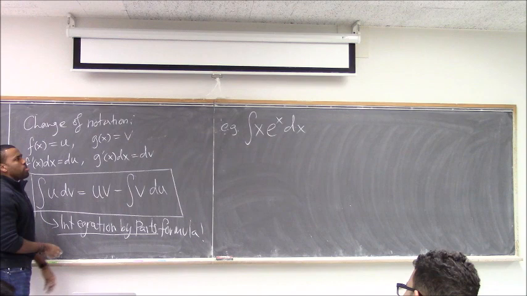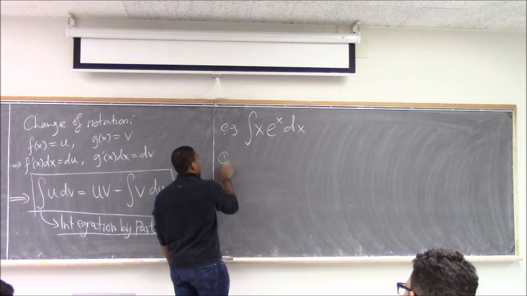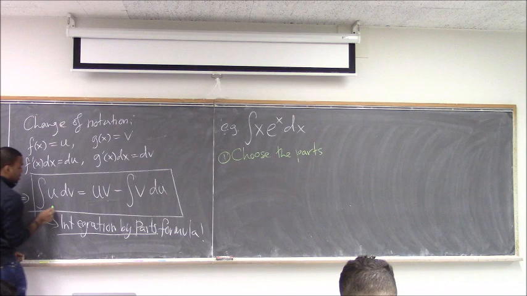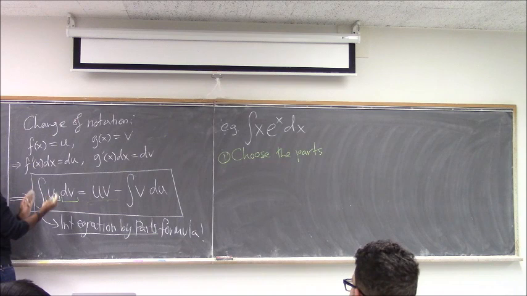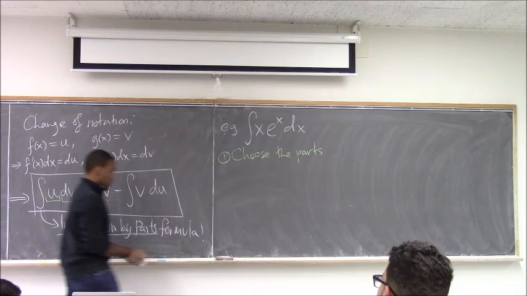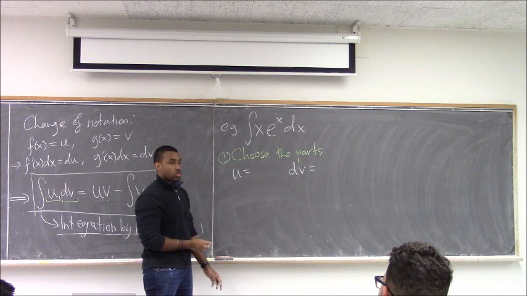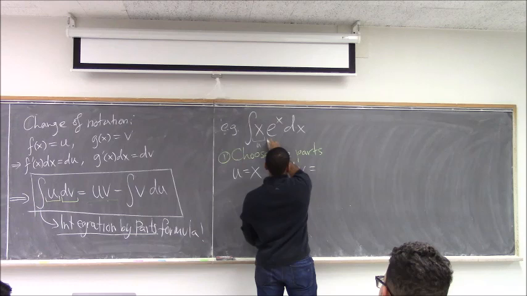The first step is to choose the parts. This is why it's called integration by parts. You think of the u and the dv as parts of your integral. So you're going to choose someone who gets to play the role of u, and someone else who gets to play the role of dv. So what do you want to do here? U and dv, that's the first thing. Make your choices. What do you want for u? So if this is the u, it means that has to be the dv. So e to the x dx is your dv.